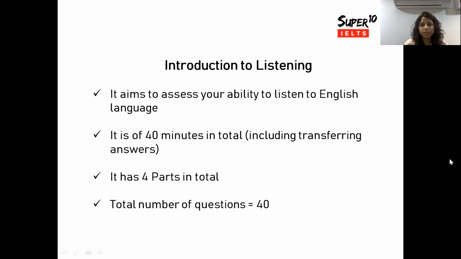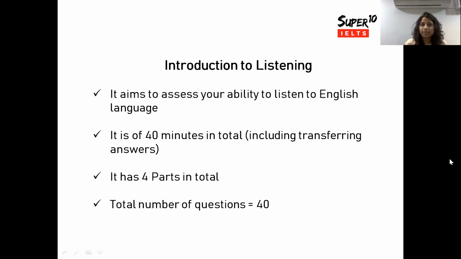When we talk about introduction to listening, listening is considered the easiest of all by most of the students, but it can be difficult for some of you based on how comfortable you are in assessing the accent or in understanding what kind of words are spoken. So it basically aims to assess your ability to listen to the English language.